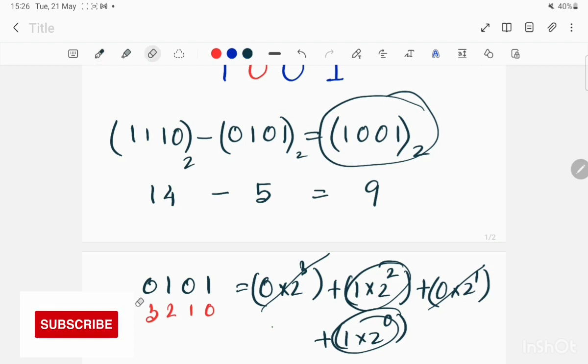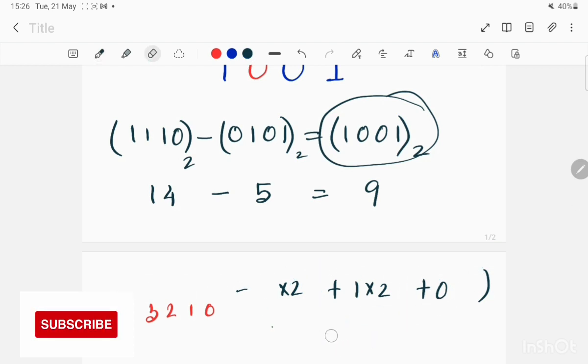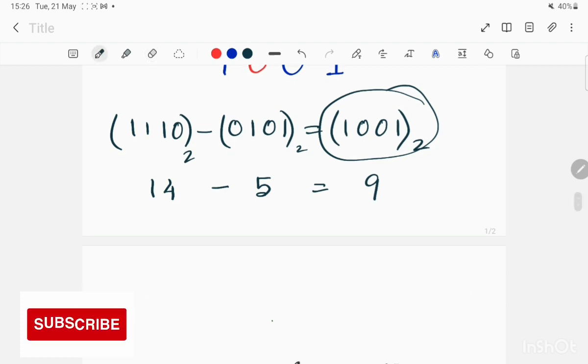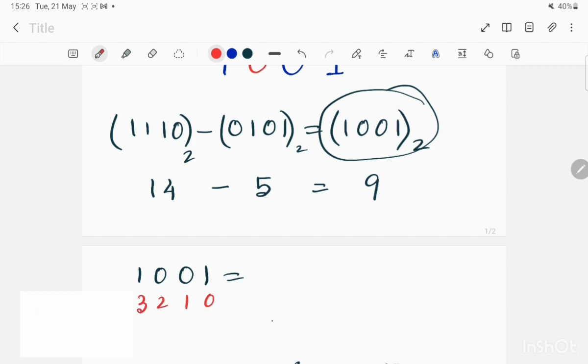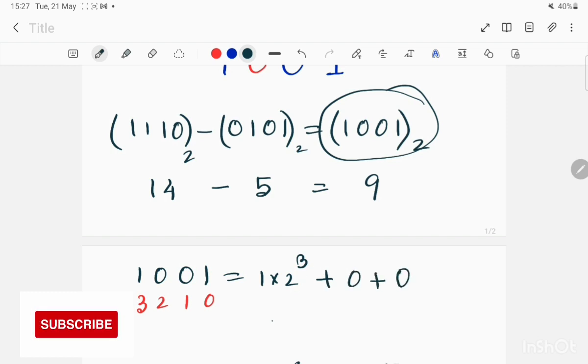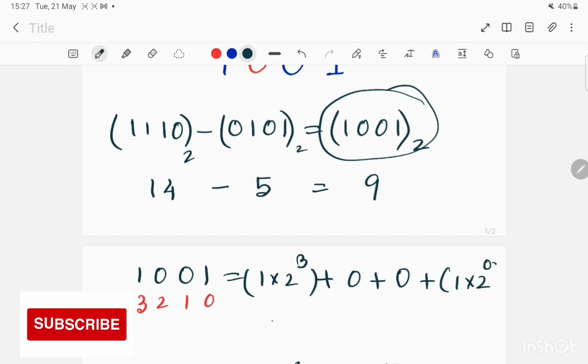So let us search. Let us see how much is that. So 1 0 0 1. Okay, again let us start the positions 0 1 2 3. So it is 1 into 2 to power 3 plus 0 plus 1 into 2 to power 0. So it is 8 plus 1, that is equal to 9.